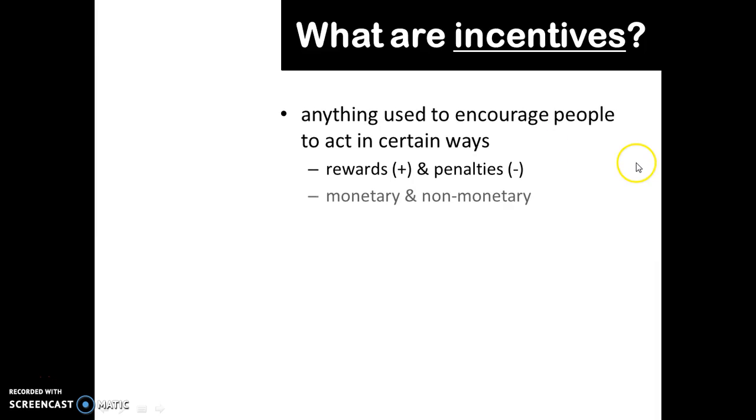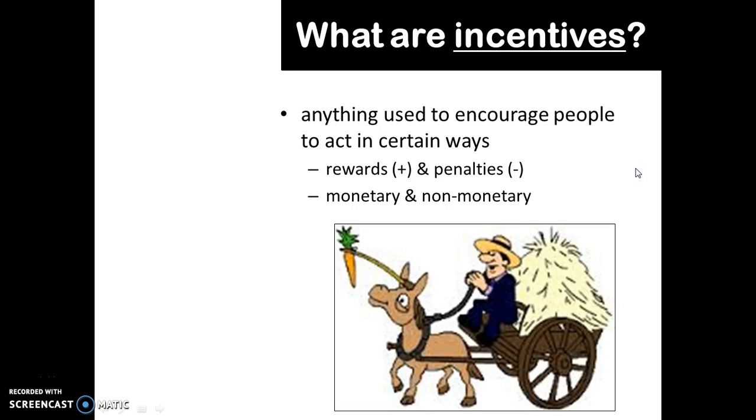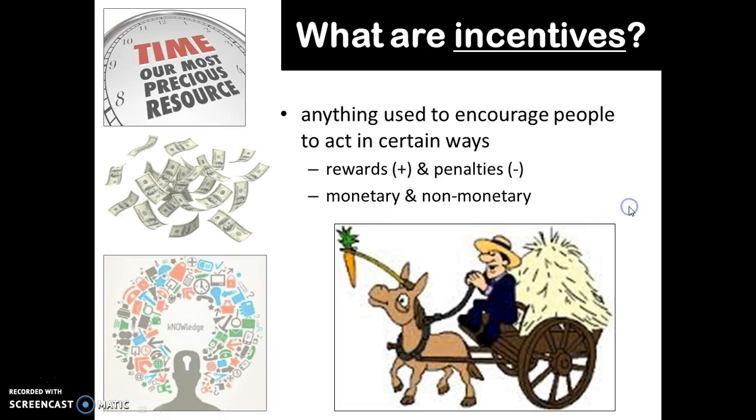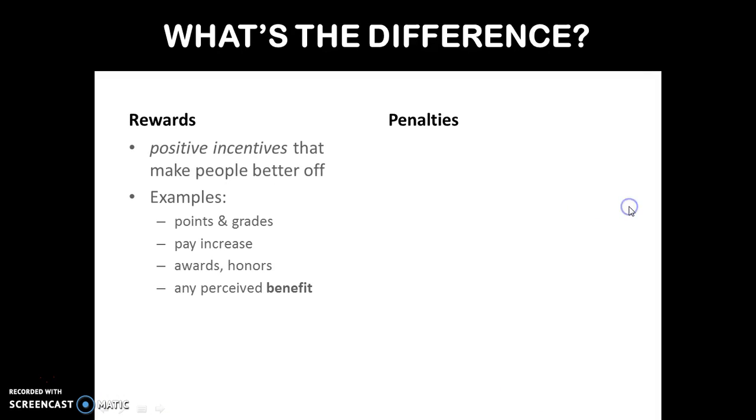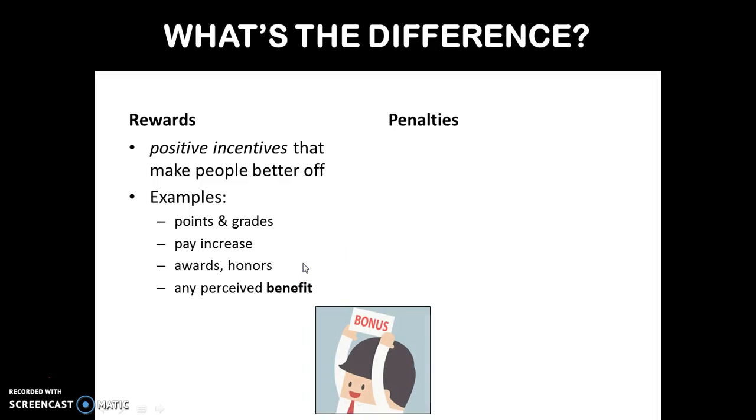And so defining these terms, anything used to encourage people to act in certain ways, we looked at rewards and penalties, positive and negative incentives, and then monetary and non-monetary incentives. The difference between rewards and penalties would be rewards are anything that makes us better off. And so it's a perceived benefit: points, grades, pay increase, awards, honors, employee of the session, student of the session, a bonus. Those would all be rewards.